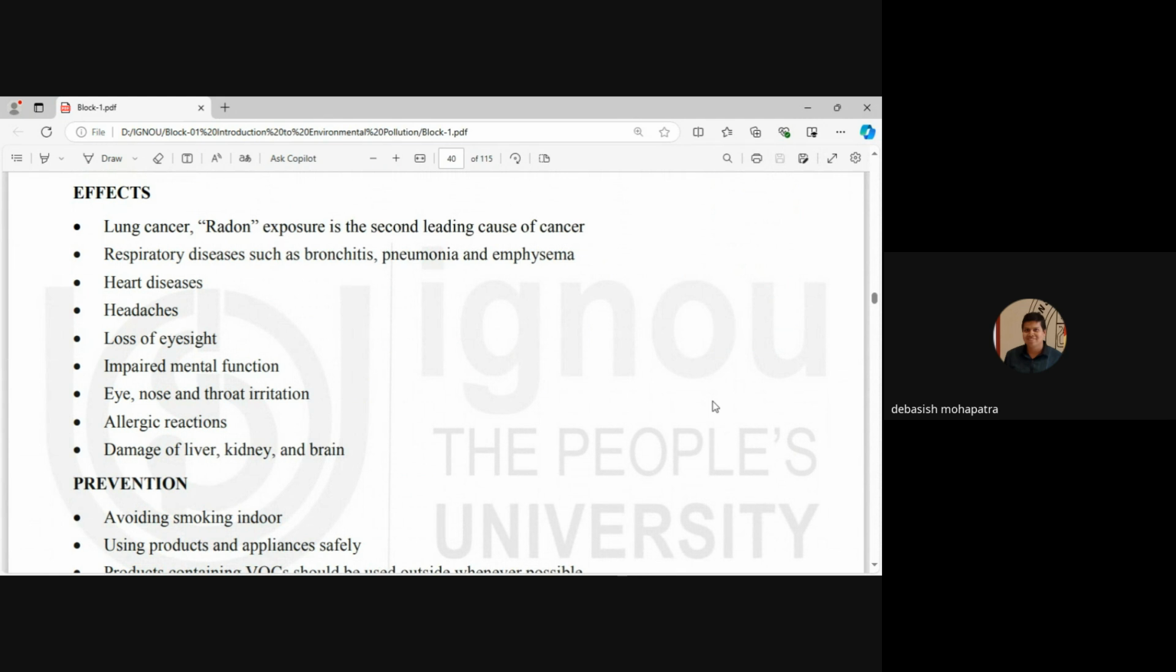Effects: lung cancer. Radon exposure is the second leading cause of cancer. So what happens? This pollution, as we are not aware, we inhale them, due to which we end up with lung cancer.